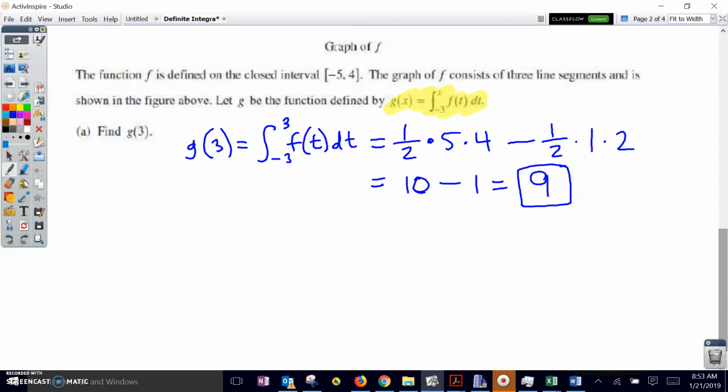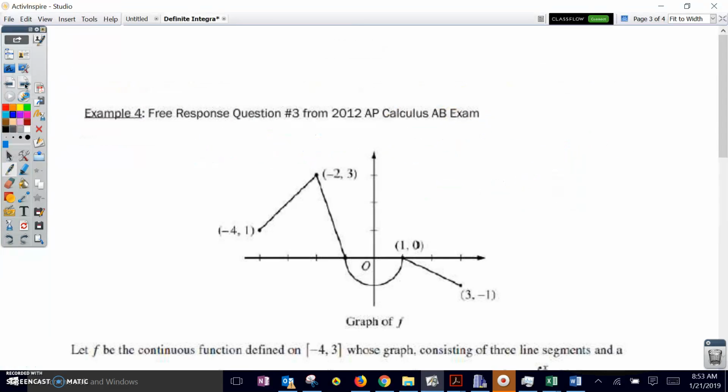All right. Let's do another free response question from an old AP exam here. Example 4 is free response question number 3 from the 2012 AP Calculus AB exam.